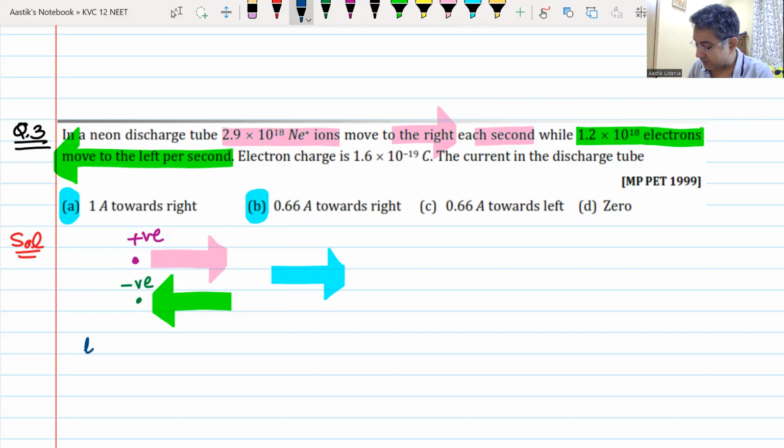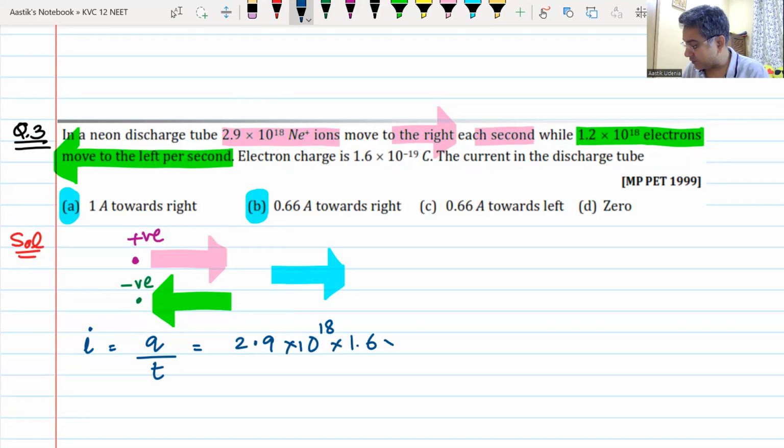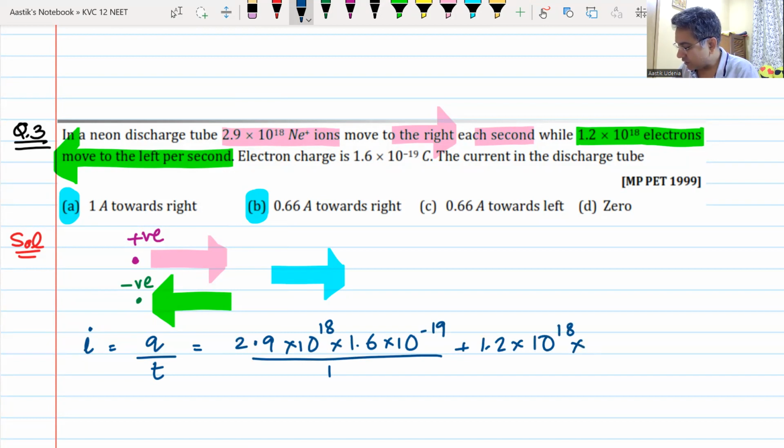So the total current will be total charge divided by total time. Now total charge is 2.9 into 10 raised to the power 18 neon plus. So it has one positive charge, so you can multiply it by 1.6 into 10 raised to the power minus 19, divided by time, which is 1 second, plus 1.2 into 10 raised to the power 18 multiplied by 1.6 into 10 raised to the power minus 19, divided by 1.